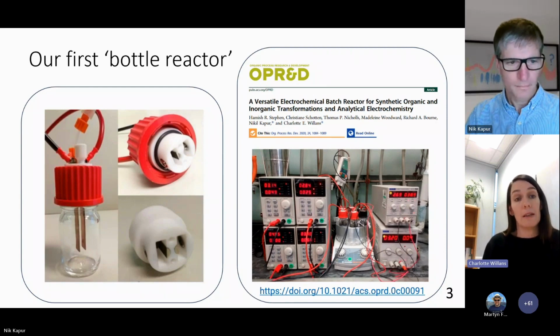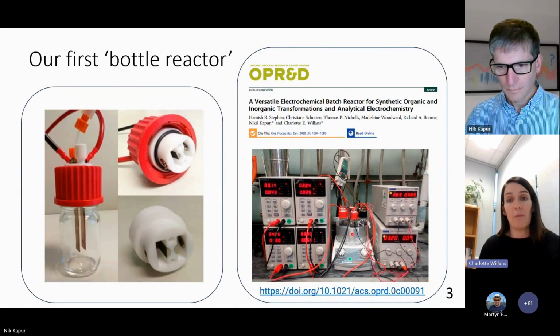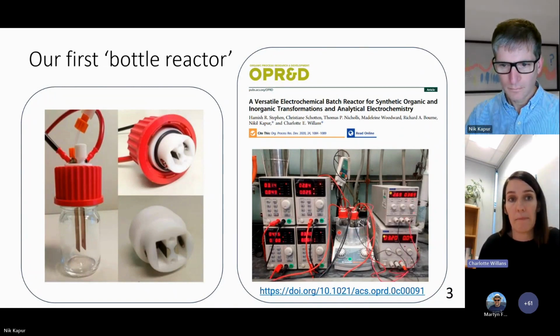We can insert needles through there so that we can withdraw samples over time, or we can add reagents over time if that's what we want to be able to do. And also we can switch out the power pack for a potentiostat, so we can do cyclic voltammetry. And you can see on the right-hand side, we also machined a plate that sits on a stirrer hot plate so that we can do 6 reactions in parallel on there.